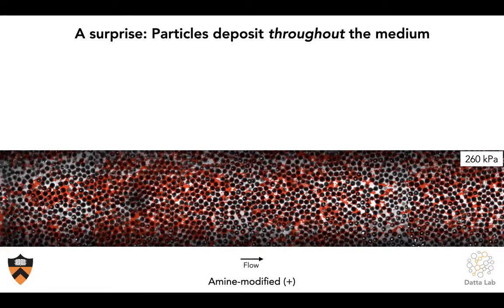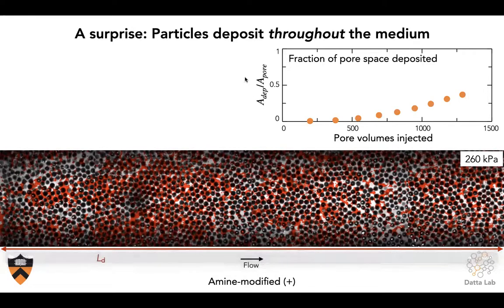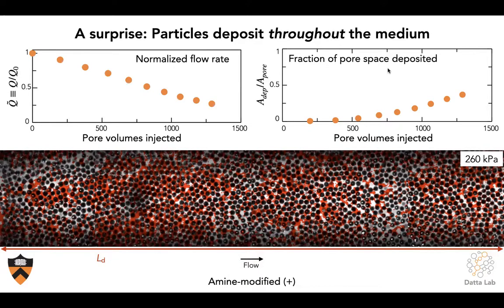So what's going on? As these things deposit, we can use this imaging to quantify the fraction of the pore space that's filled with particles. It increases as deposition progresses, as we inject more and more of the suspension. And because we also measure the flow rate through the medium, we can determine the permeability, and the permeability goes down as you get more and more particles filling the pore space.